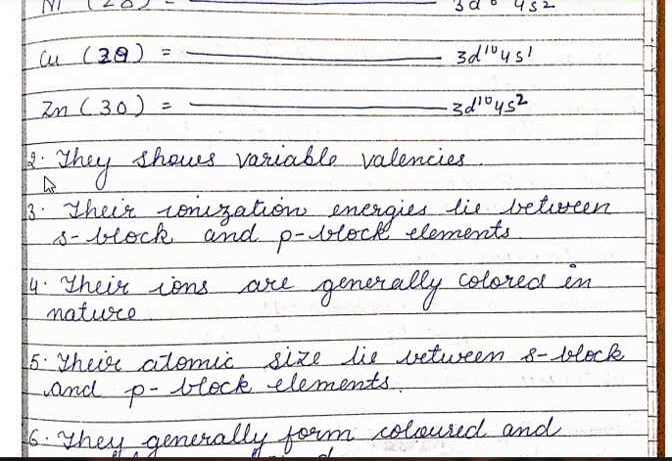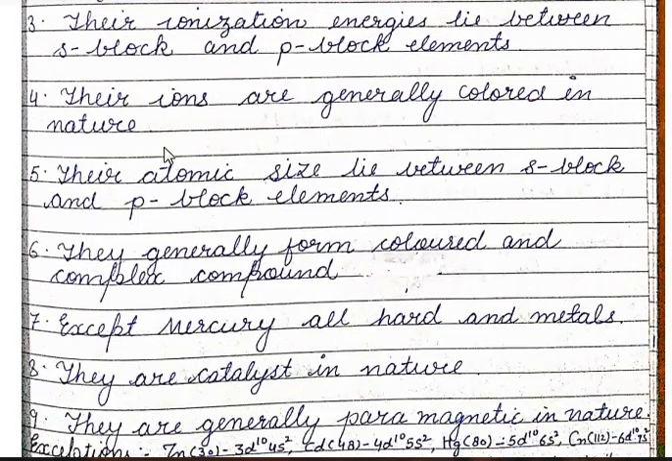Number 2, they show variable valence. 3, their ionization energy lies between S block and P block elements. 4, their ions are generally colored in nature. 5, their atomic size lies between S block and P block elements. 6, they generally form colored and complex compounds.